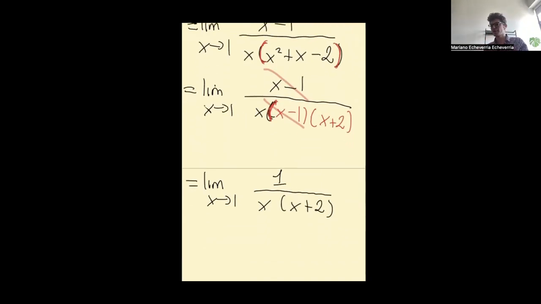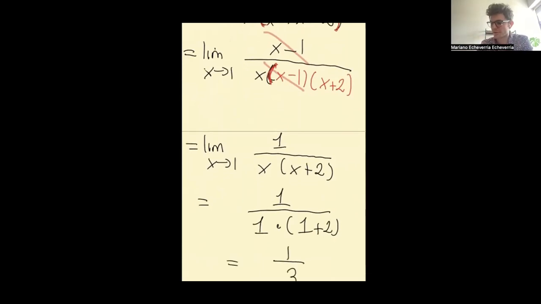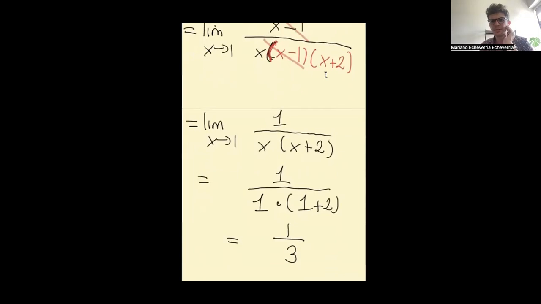And again, now you have to think about the usual stuff, like what happens when you start choosing values of x closer and closer to one. And you see, well, nothing happens with the numerator because it doesn't depend on x, and in the denominator this x is getting closer to 1, and x plus 2 is getting closer to 1 plus 2, which is 3. And so that's why you get 1/3. Is that making sense? Any questions about this so far, so good?